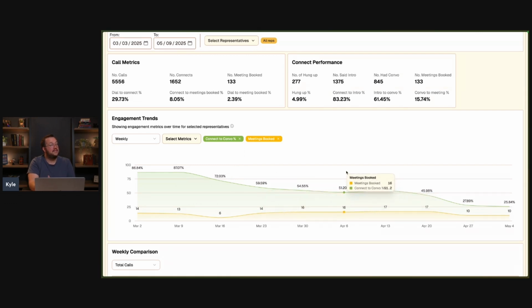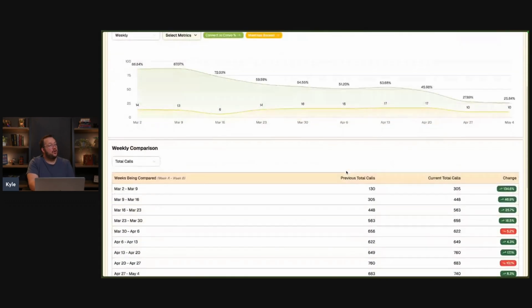That's interesting. Why is that? You can ask these questions, right? Spoiler alert, that's what I would expect. And then we can also see weekly comparisons. And this is all part of answering a really important question, which is what do I coach the rep on?